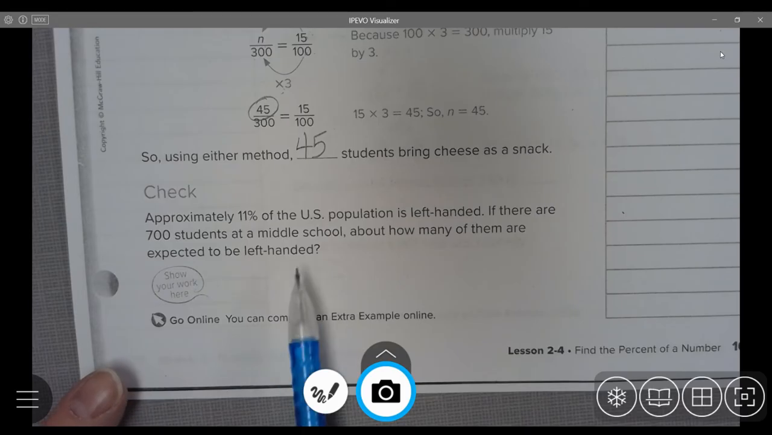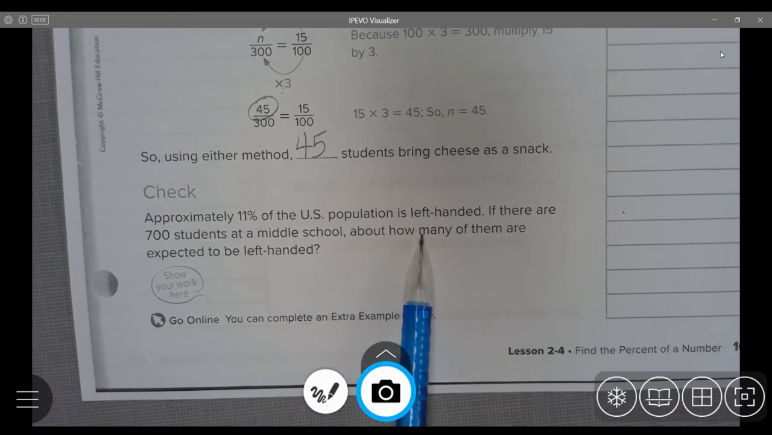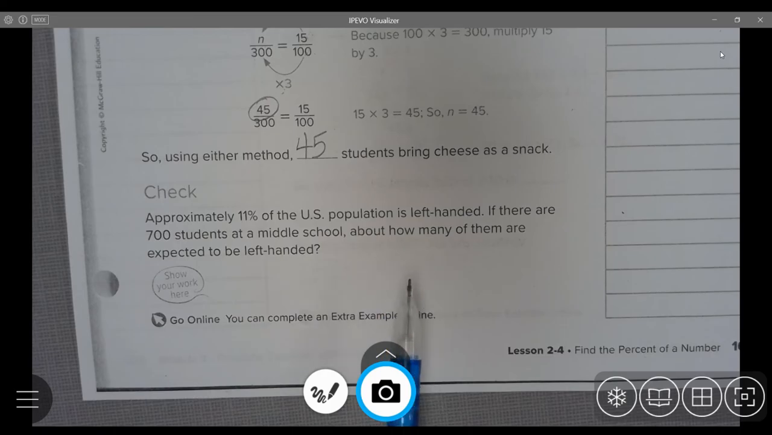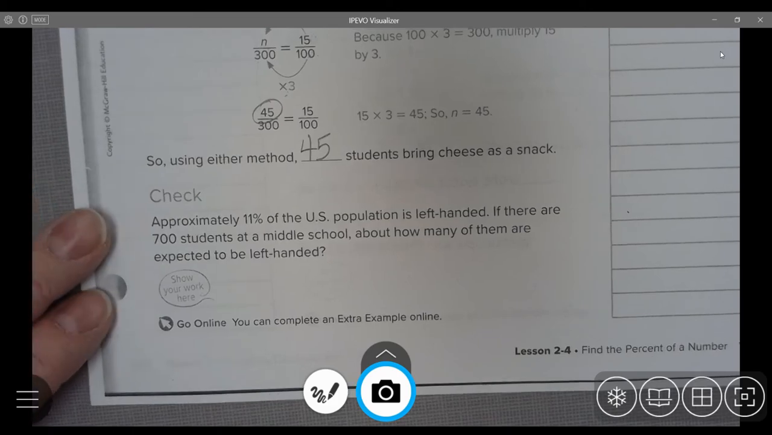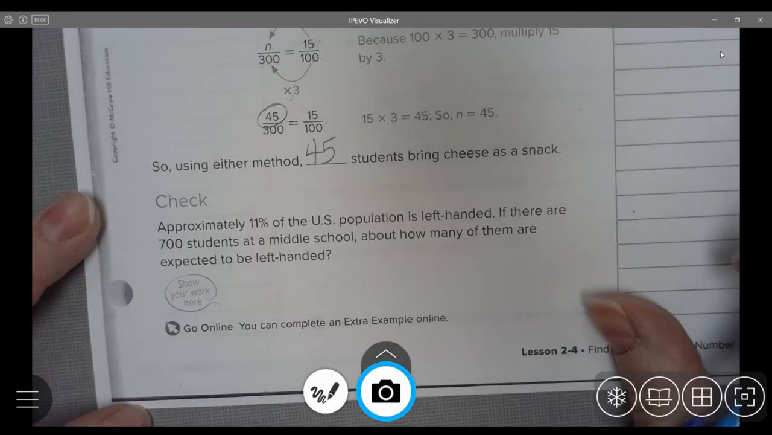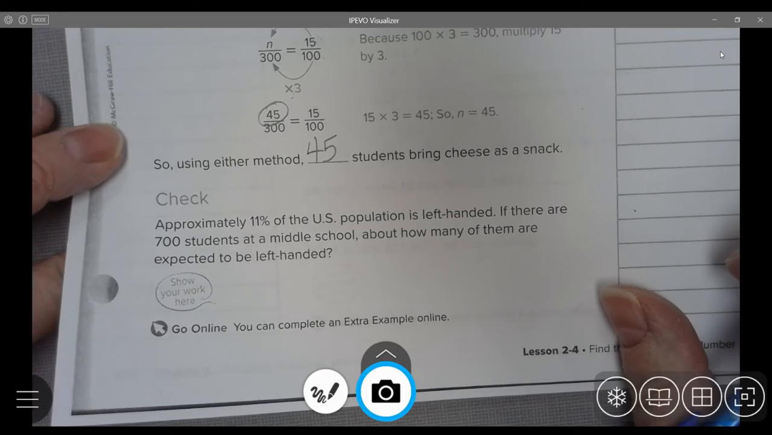Check. Approximately 11% of the US population is left-handed. If there are 700 students at the middle school, about how many of them are expected to be left-handed? I'm going to show you the 2 different ways. The first method could be the rates per 100 or mental math.